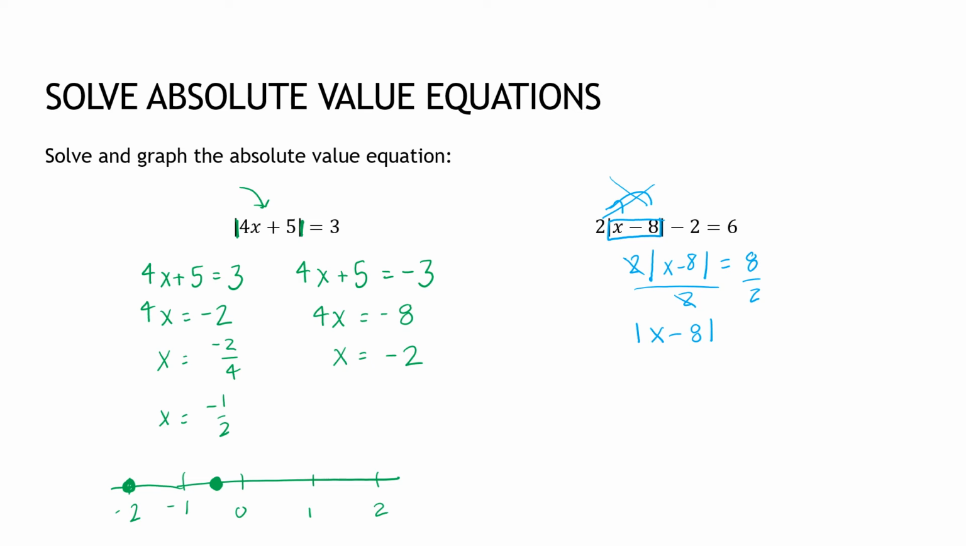And notice I have not taken it out of the absolute value sign, because the only time I can do that is when I write it as two equations. So now I have the absolute value of x minus 8 equals 4. And I'm okay with that because 4 is a positive number. So now I'm going to write it two times. x minus 8 equals 4, and x minus 8 equals -4. And then I solve by adding 8 and I solve by adding 8. And then again, I can graph my solutions, which are just dots on the numbers that I have.